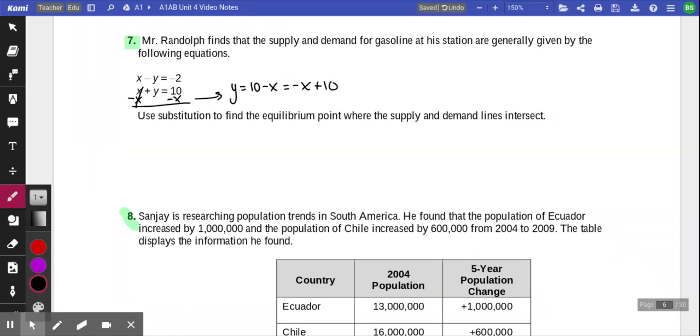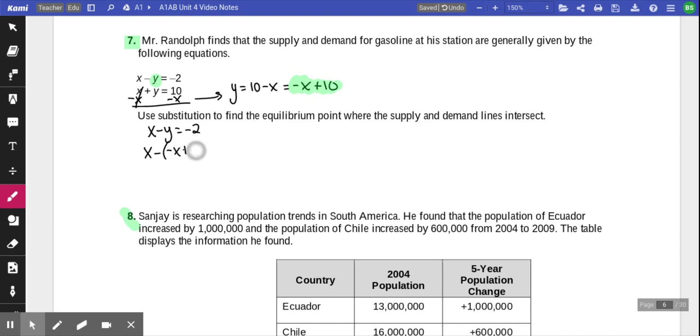So now we know what y is equal to from the second equation. What we can do is take negative x plus 10, and we're going to plug it in for y in the other equation using substitution. So down here, x minus y is equal to negative 2. We know y is, and this is where we're plugging in, negative x plus 10.